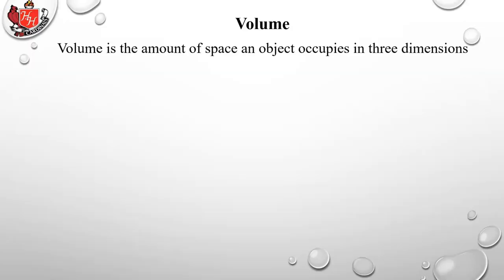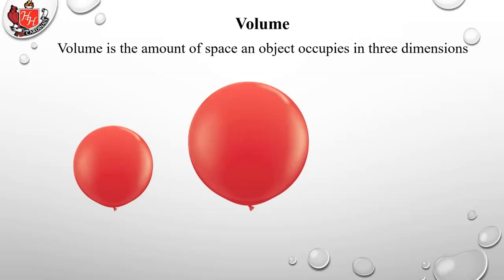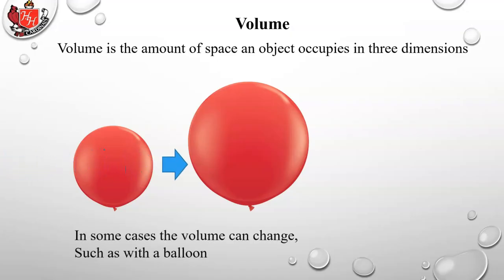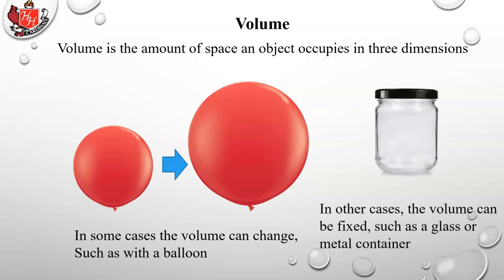Volume is the amount of space an object occupies in 3 dimensions. So right there, you see a balloon, and it can get bigger or smaller. So in some cases, the volume can change, such as a balloon. In other cases, the volume can be fixed, such as a glass or metal container.